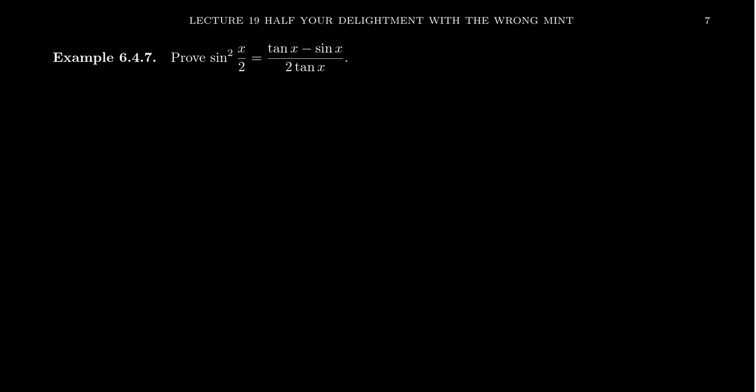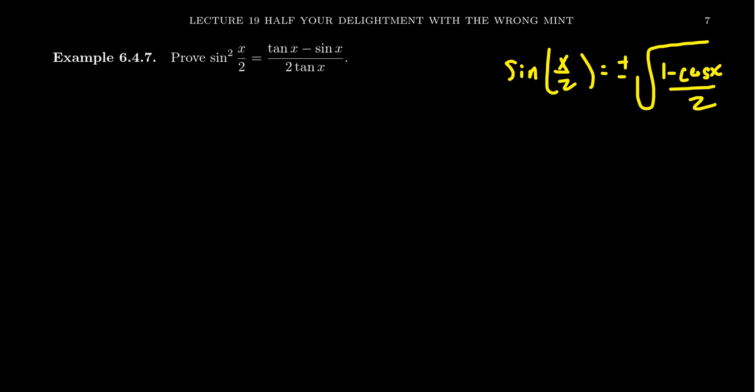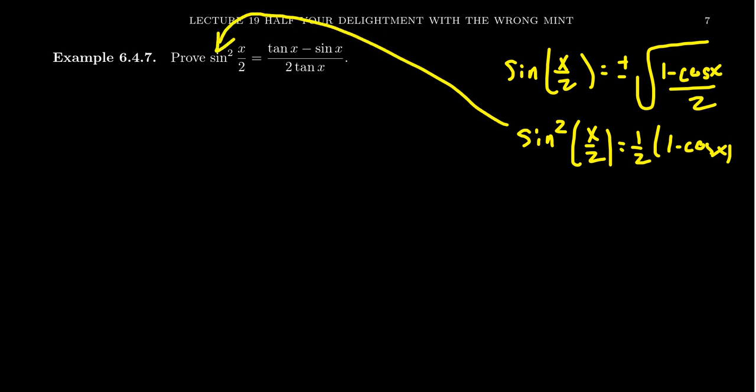So remember, when it comes to sine of x over 2, this is equal to plus or minus the square root of 1 minus cosine of x, all over 2. This is the half-angle identity for sine, but if you square things, things get a lot easier. You get sine squared of x over 2 is equal to 1 half times 1 minus cosine of x. And so that's the version that we actually want to use right here. So let's prove our identity now.